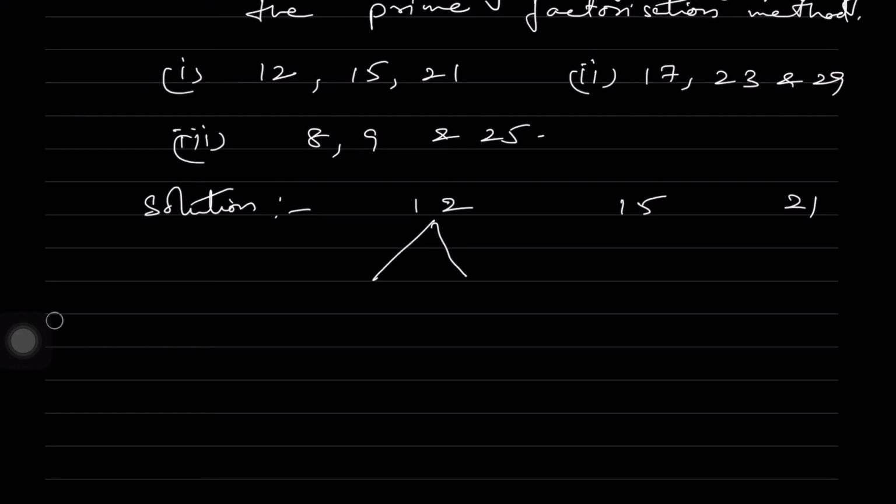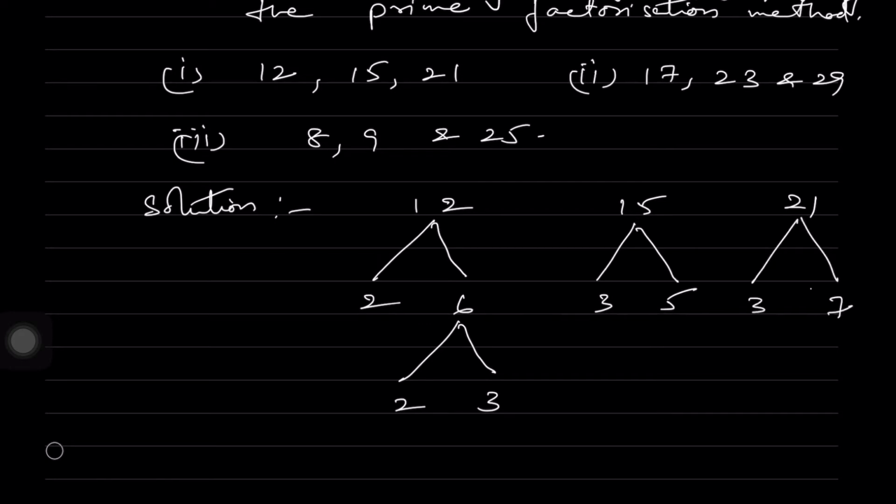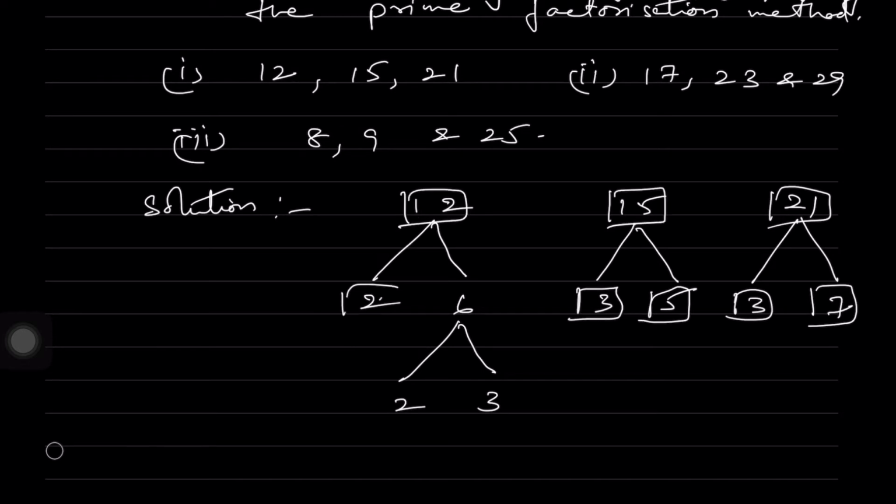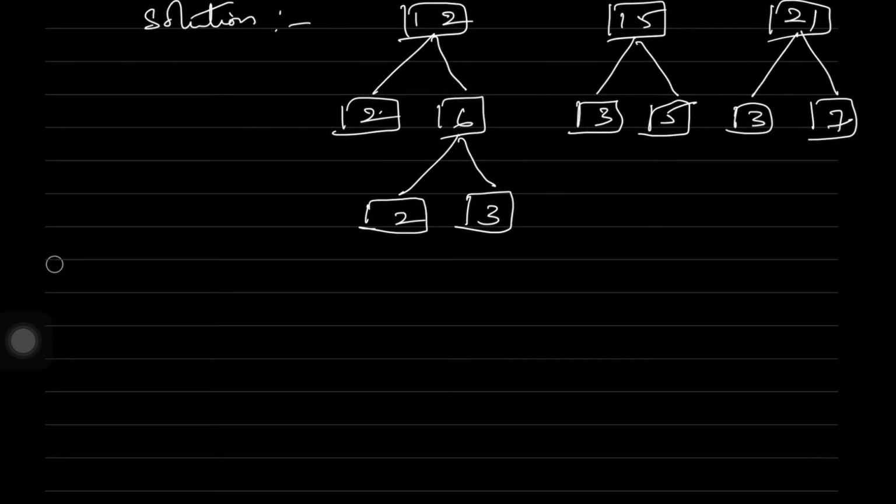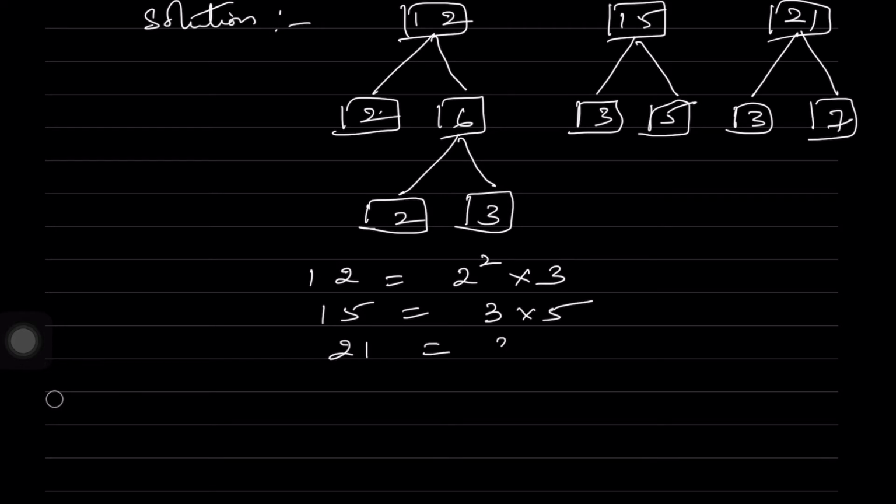So for 12, 15 and 21 we'll find out: 12 can be written as 2 into 6. 6 can be written as 2 into 3. 15 is 3 into 5. 21 is 3 into 7. So now we have expressed each and every number as a product of prime numbers. So how do we find out the LCM and HCF? We'll see. 12 is written as 2 square into 3. 15 is written as 3 into 5. 21 as 3 into 7.